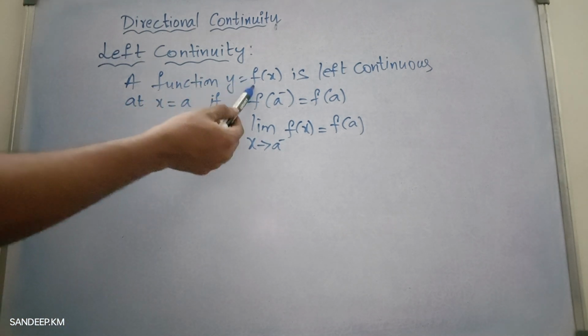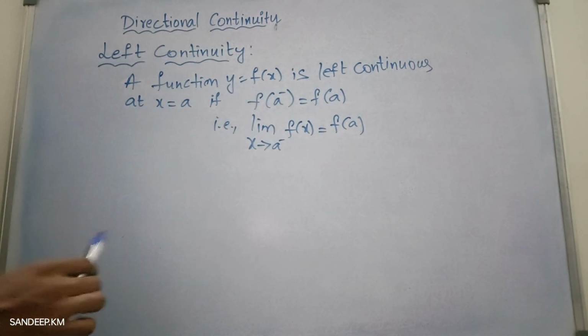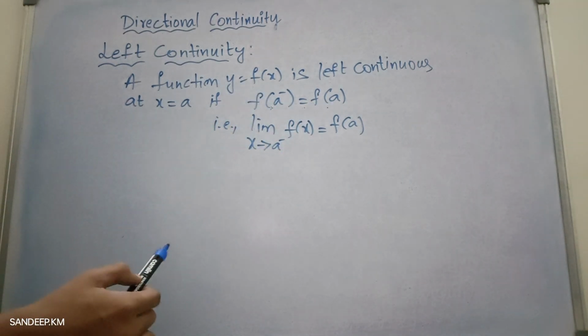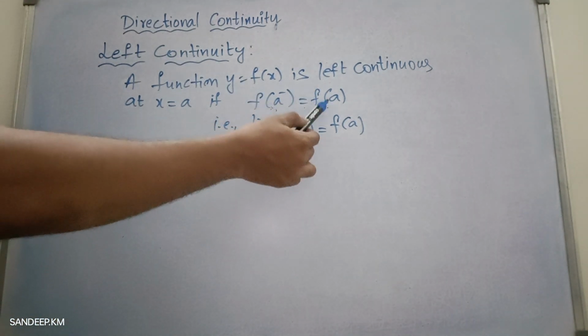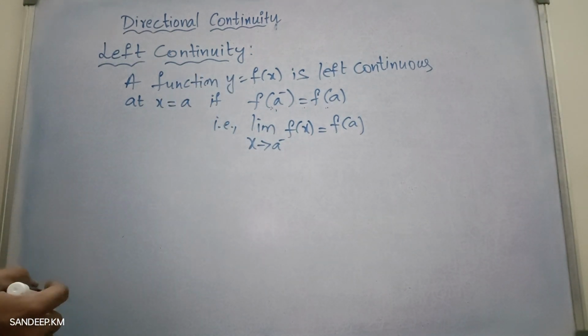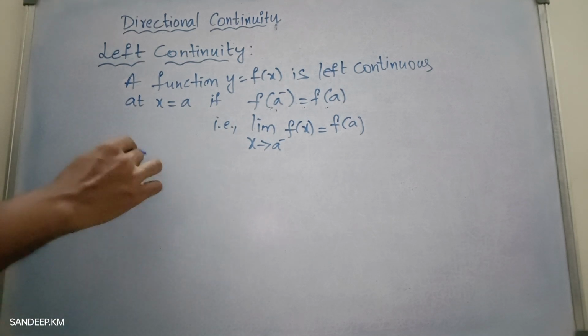A function y is equal to f of x is left continuous at x is equal to a if the value of the function is equal to its left hand limit. Now if LHL is equal to the value of the function, then the function is said to be left continuous. I'll give you an example. You can take the least integer function.